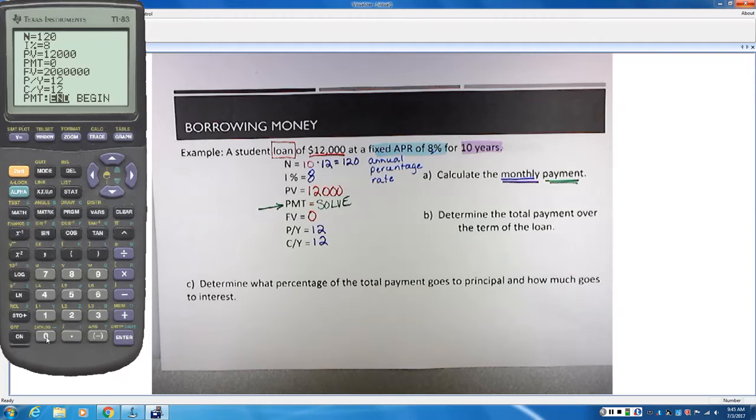The future value is going to be 0 because we've paid off the debt, and we're making monthly payments, so that's going to be 12 and 12. We're going to make a payment at the end of each month, and we need to solve for the payment. So you put your cursor at payment and hit alpha and enter to get it to solve. And it says your payments are going to be $145.59.